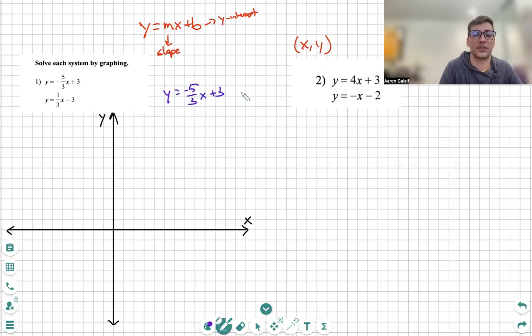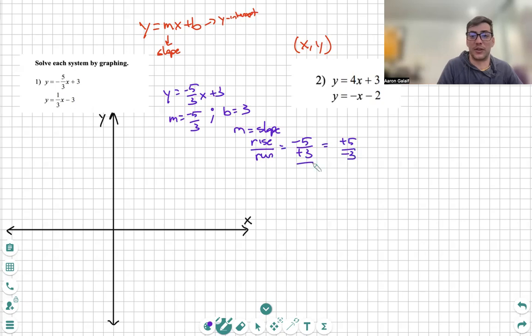When we graph this first equation, I need to recognize a few things. First, my B is 3. Second, my M is -5/3. Recall that your M is your slope, which is another way of saying rise over run. And in this situation, we have down 5, run 3, or up 5, down 3. Those are the two options because both will give you a -5/3 answer.